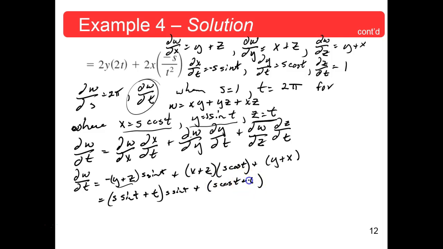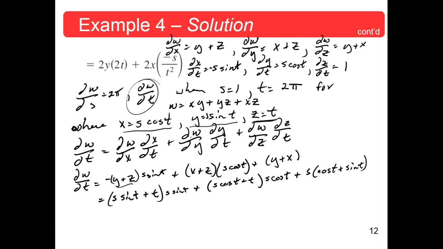plus t times s cosine t plus, and your x and y, that would be s times cosine t plus sine t. You see, that's x plus y. Yeah, I just pulled out the s because it made it easier. Okay, so there's your partial of w with respect to t in all of its parts.